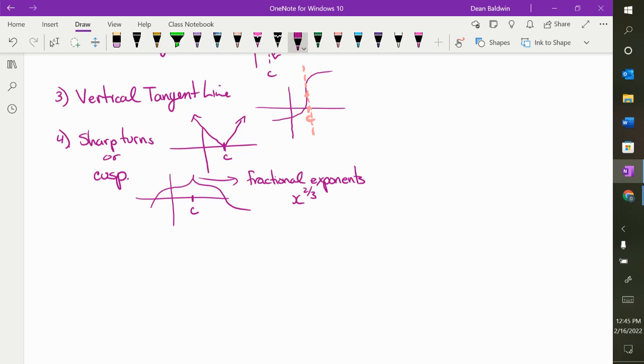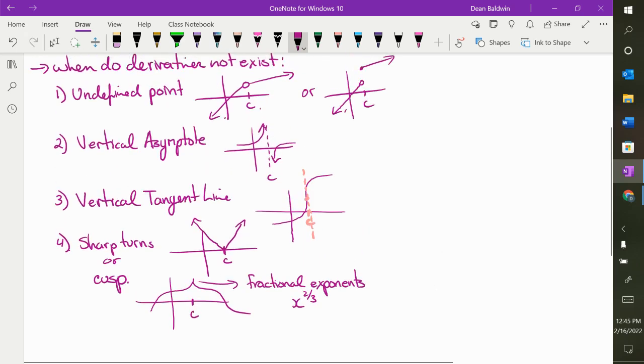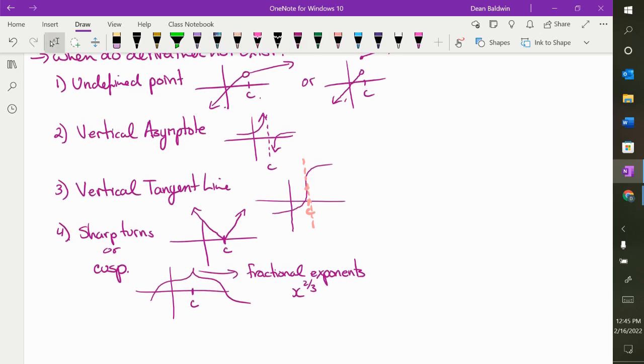All right, so four ways that derivatives do not exist. One, an undefined point. If the point doesn't exist, you can't draw a tangent line. If you have a vertical asymptote, that kind of ties into this, kind of the same thing. If you have a vertical tangent line, because that means the slope is infinity. And if you have a sharp turn. That's when derivatives don't exist. Any questions about that? Is that okay?